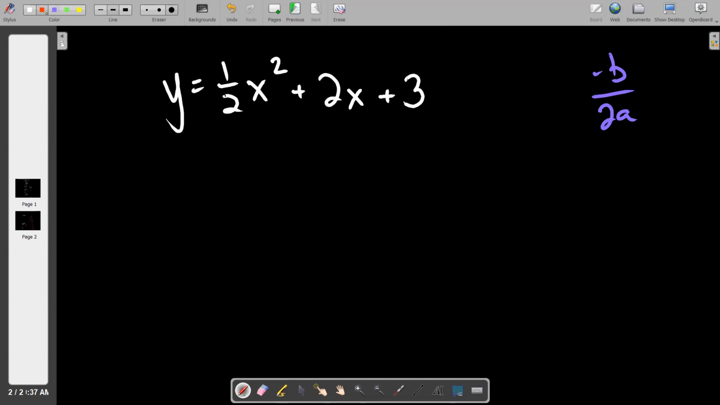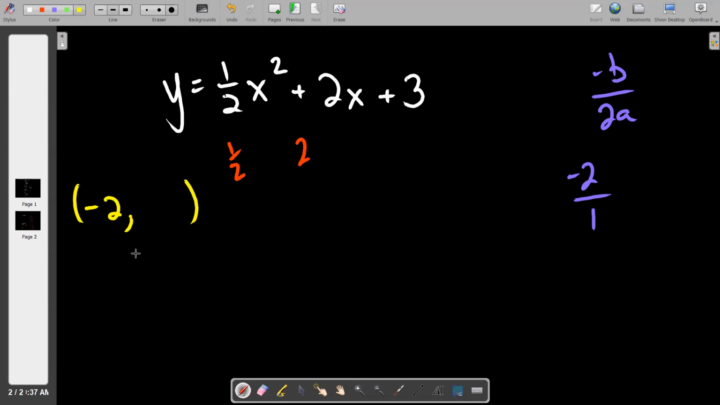What's A? What's B? Good. What's the opposite of B? And what is 2 times 1/2? 1. And what is -2 over 1? Okay, so I'm going to switch colors now. This is important. In yellow, the vertex has an x-coordinate of -2. That's huge. And how are we going to conclude the vertex or complete it?